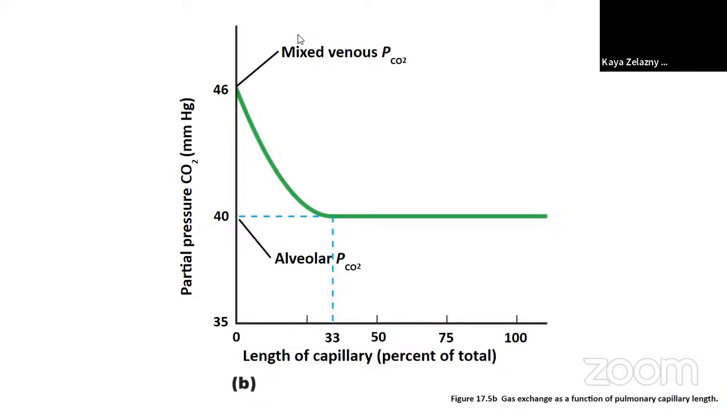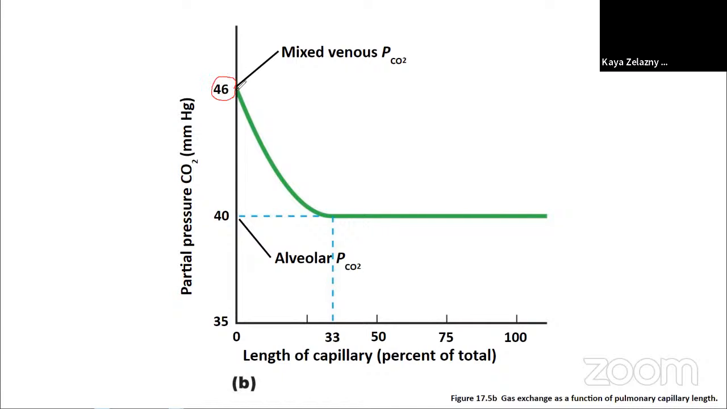Same thing is happening with the carbon dioxide. So here we see our carbon dioxide as it comes into the lungs. Right, so that venous blood has a partial pressure of 46 for our carbon dioxide specifically. That's a little higher than in the arterial blood because it's picked up that carbon dioxide that we're producing as a waste product in actively respiring tissue.